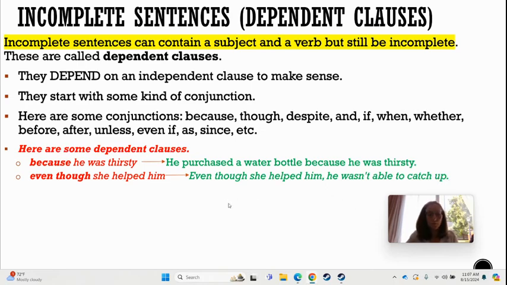I do want to point out one little common misconception. When we're in elementary school, often we're told that you cannot start a sentence with because or similar conjunctions. That's not right. You can start a sentence with the word because as long as you combine that dependent clause with an independent clause. For example, this very first one, I could reverse the order of these clauses and be totally fine. And that's actually what I did for the second one so that I could show you this. I could say, because he was thirsty, comma, he purchased a water bottle, and you'd be good to go.